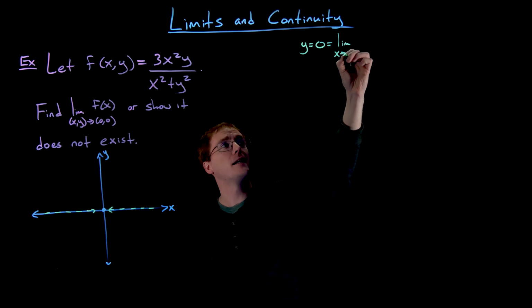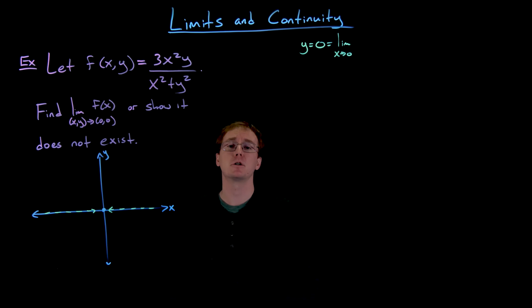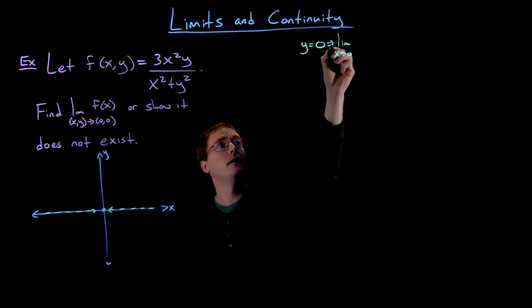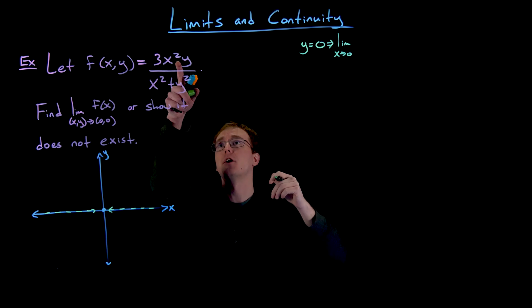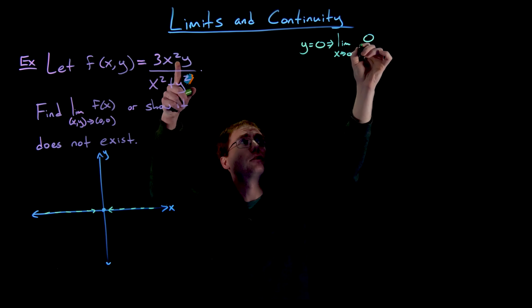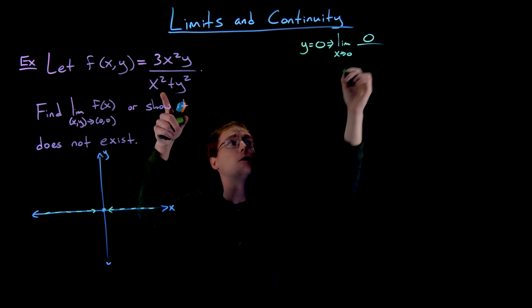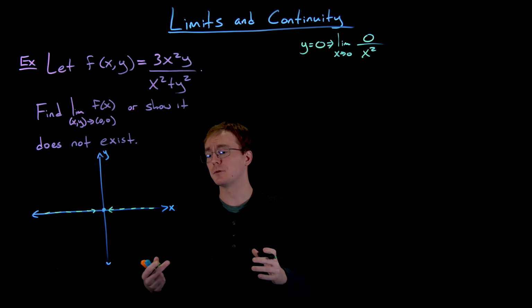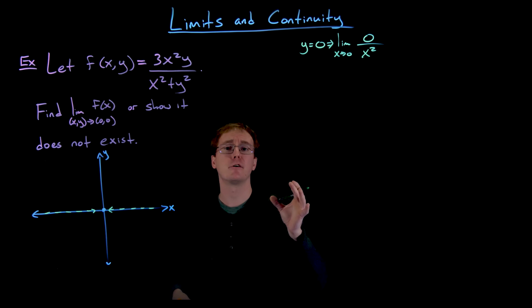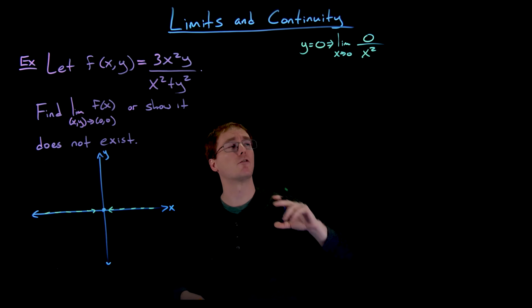And we can take the limit as x approaches 0 of the same function, but with the substitution made that y is equal to 0. Well, if we set y equal to 0, our numerator is going to have a factor of 0 and all get multiplied to 0, and our denominator will just be x squared. So if y is equal to 0 and we're on the x-axis, our function turns into 0 over x squared.